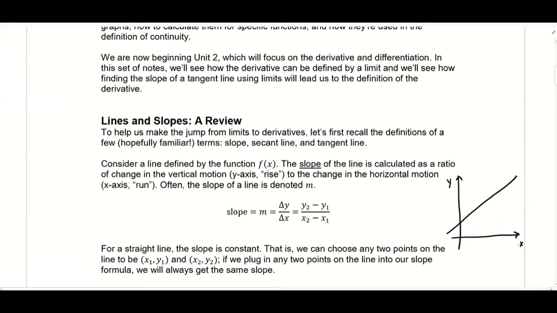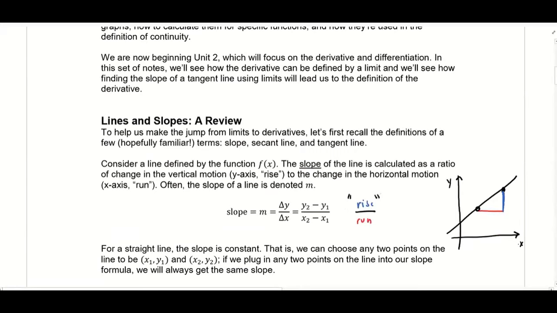So if we think about the slope, basically the idea is if we have 2 points on our line, we can calculate the slope by looking at the ratio of the rise over the run. So that's typically how people think about the idea of the slope. So rise over run is a common way of remembering the calculation of the slope.